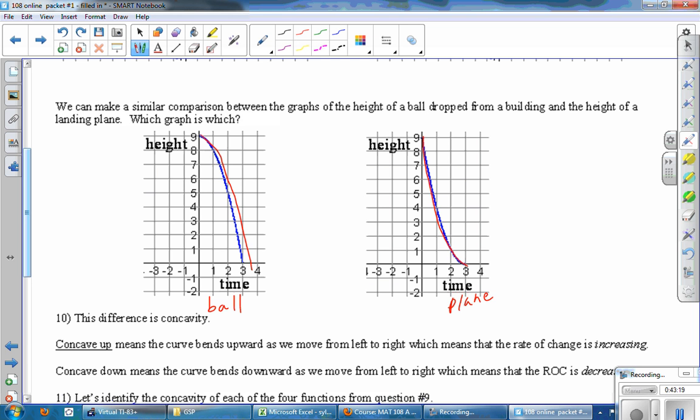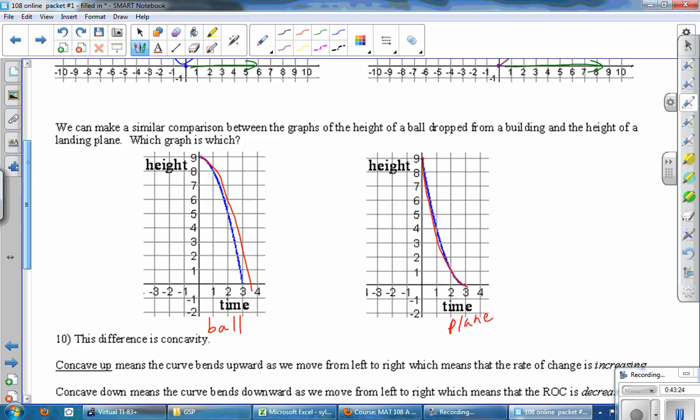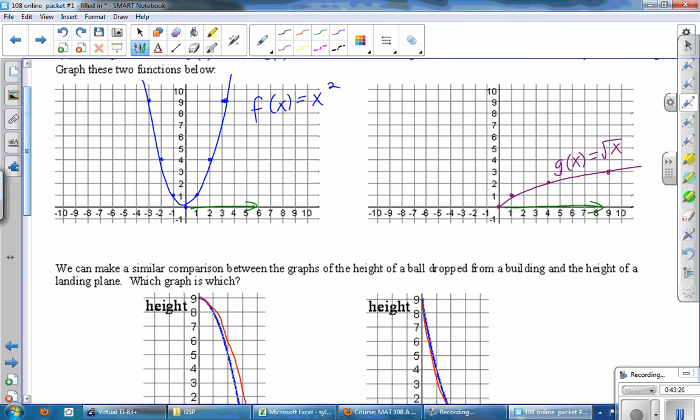Okay, concave up just means the curve is bending upward as we move from left to right. So let's come up here. In this first picture, as you move left to right, the curve is bending. I would argue that this curve is bending upward. So it feels like that one right there is concave up.